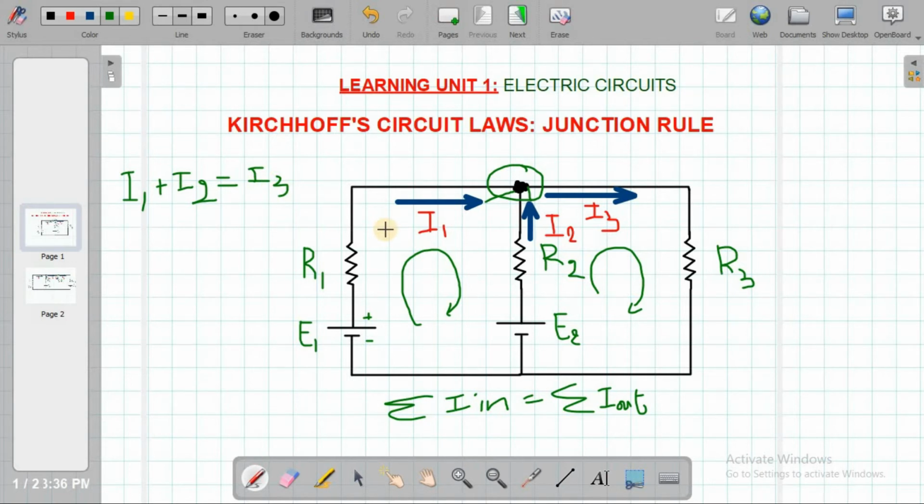In this circuit, I choose this node and work with it. I can even work with the node down here, but this time I need to choose the current to flow from negative to positive. So this is the junction rule.